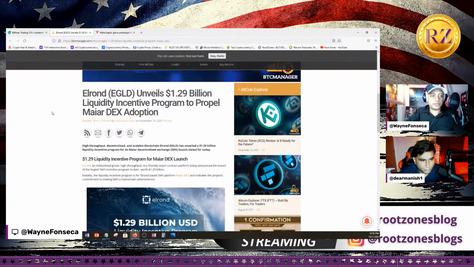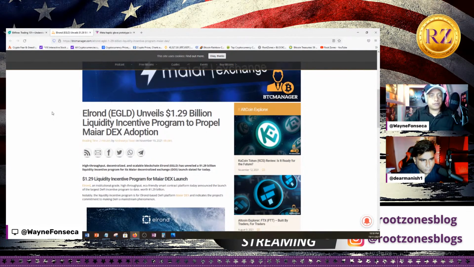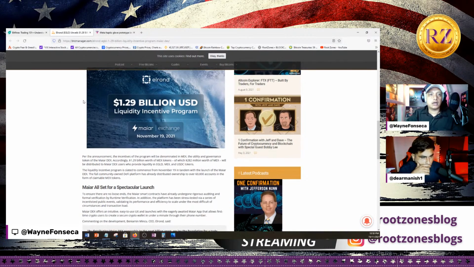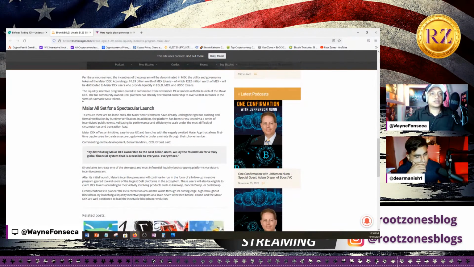So Elrond, of course, I've been eyeing this coin for quite some time. I haven't done tokenomics, but Elrond unveils a 1.29 billion liquidity incentive program to propel their DEX adoption, right? Elrond is an institution-grade, high-throughput, eco-friendly smart contract platform. Today it announced the launch of the largest DeFi incentive program, worth 1.29 billion. As per the announcement, the incentive program will be dominated by MEX, a utility and governance token of the Maiar DEX.